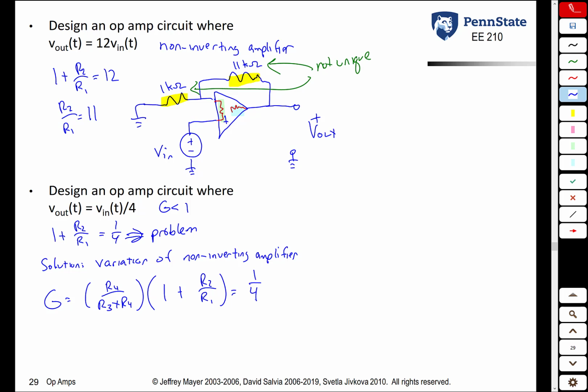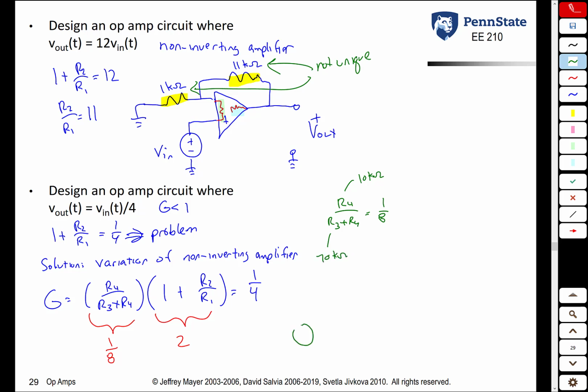So what we can do is, for example, let R4 over R3 plus R4 be 1/8, and let 1 plus R2 over R1 be 2. This is not unique. Rather than 1/8 times 2, I could have done 1/16 times 4. There are an infinite number of different products we could do to get 1/4 as our final answer. In this example, I'm using 1/8 and 2. So if R4 over R3 plus R4 is equal to 1/8, how do you get that? Well, we could, for example, set R4 equal to 10 kilo ohm and R3 equal to 70 kilo ohm.